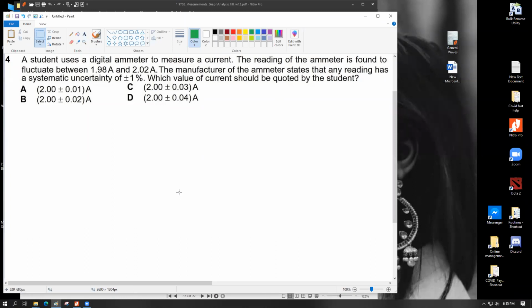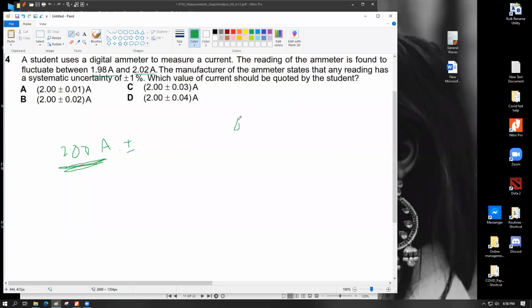2.00. Beautiful. So I'm going to write this down. 2.00 is the average current. Okay? Now have a look. How much is 2.00 would have a random uncertainty? Have a look. এখানে আমাদের maximum value কত? 2.02, minimum value কত? 1.98.